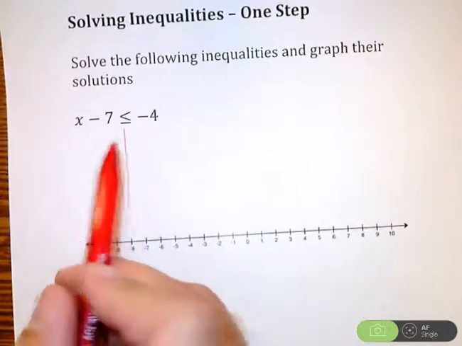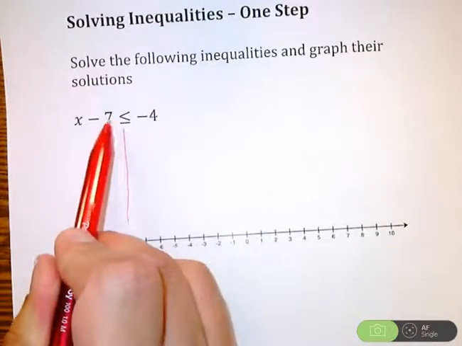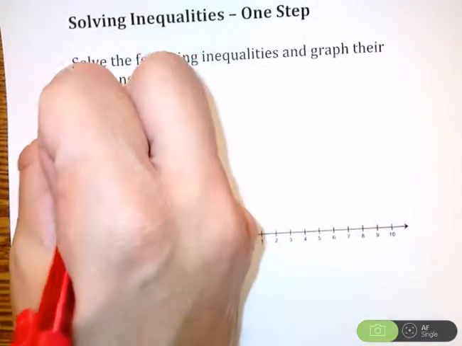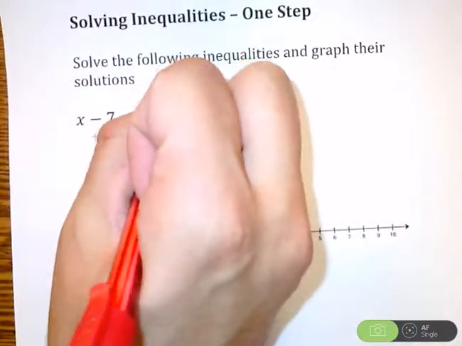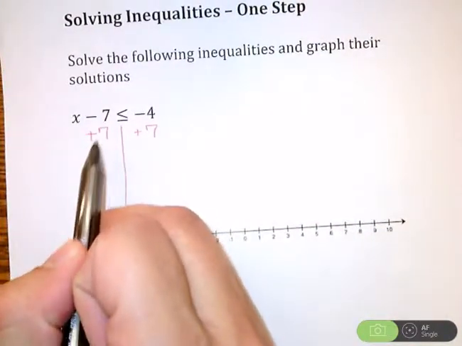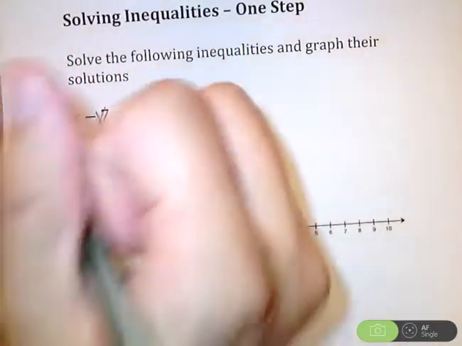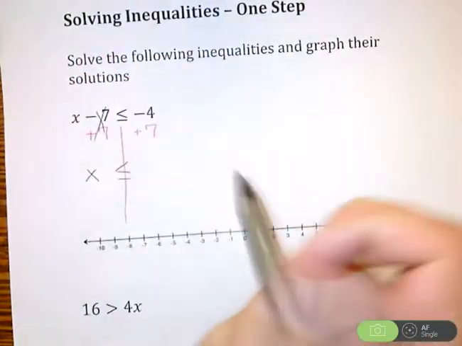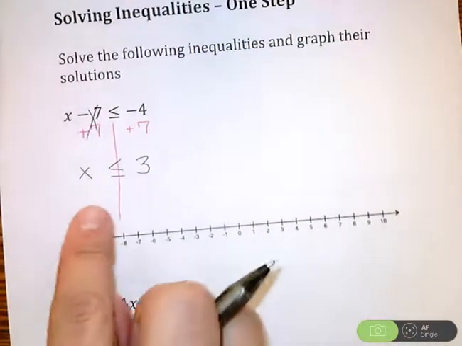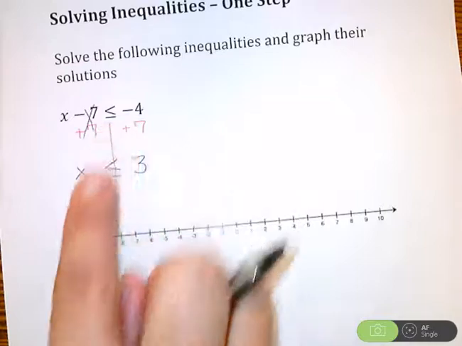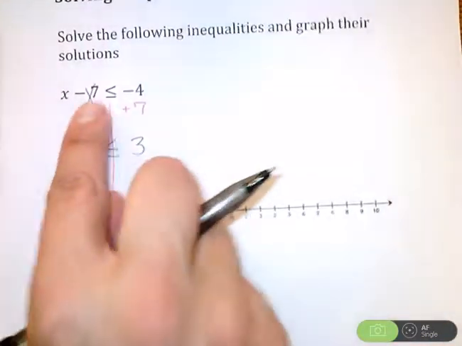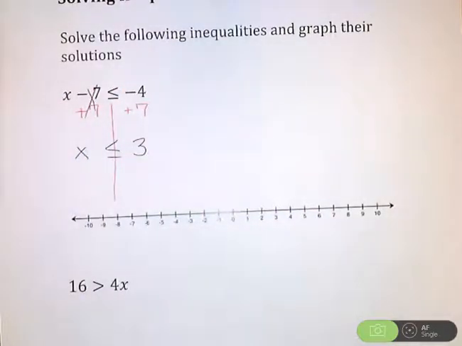So if I want to get x by itself here, I worry about this minus 7. Negative 4 is on the other side. The opposite of subtracting 7 is add 7 to both sides. If we do that, the 7's are opposite, minus 7 plus 7, that's gone. So we have x is less than or equal to negative 4 plus 7, which is 3. So now I've solved the inequality, but I want to graph my solutions. That way I can visually look and see all the solutions to this inequality.